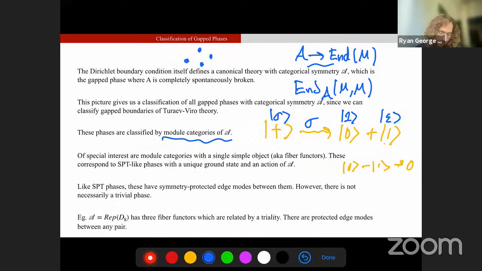Whereas in another case, it's not homogeneous. You know what I mean? Like here, all the objects are on the same footing. For instance, if you broke G down to H, then these objects would be labeled by the cosets G/H.